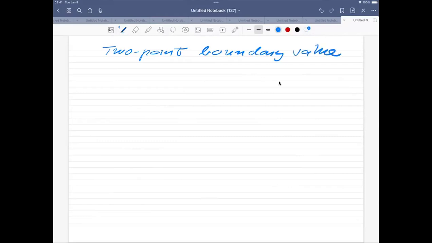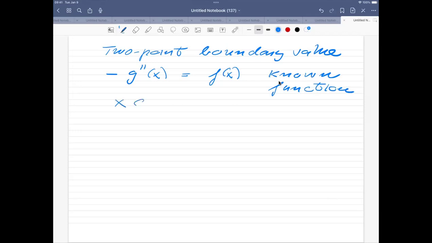And this is normally a problem which is solved using linear algebra methods. And some of you may have encountered this if you took a course in numerical mathematics or numerical physics. So we are going to have a function now, minus g double prime, the second derivative, and g is the unknown function which we want to find the solution to. And this is given by some function f of x, where this is a known function.